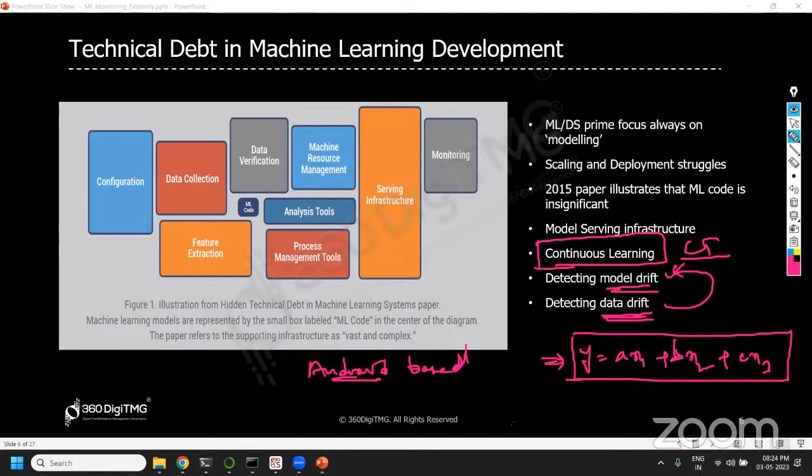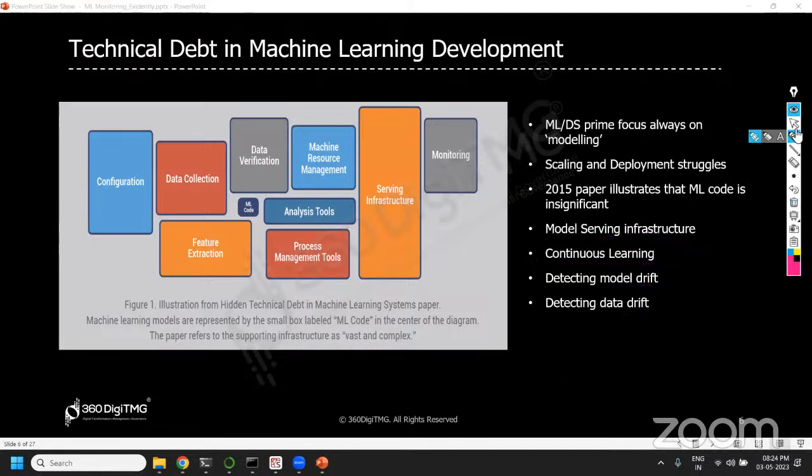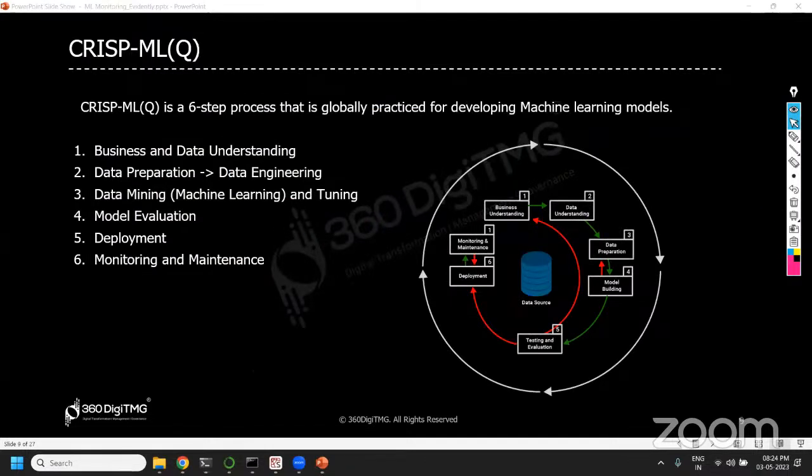Unlike your Nokia example that I've given, right? So to implement this, we need to look at the continuous training aspect. This is where we have the CRISP-MLQ methodology coming into the picture, wherein this is the additional step that has been introduced.